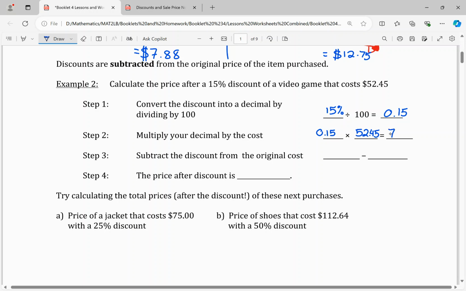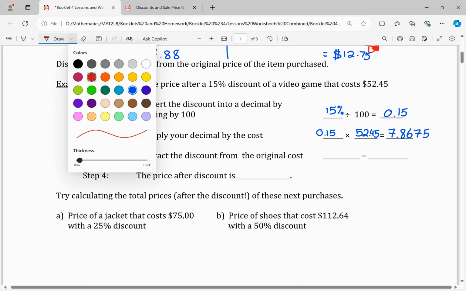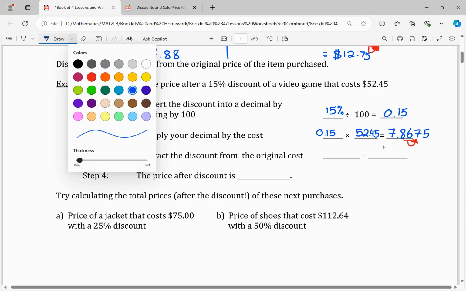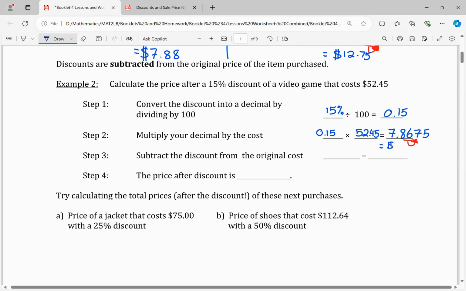And what I get is 7.8675. This represents how much money I am saving. And when dealing with money, we round to the nearest penny, the nearest cent. So this is going to be $7.87.